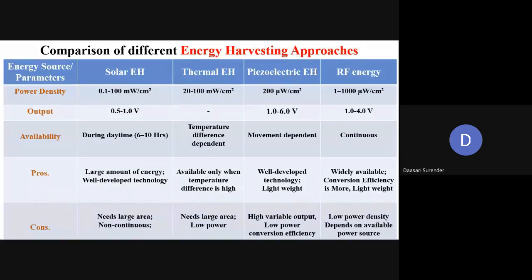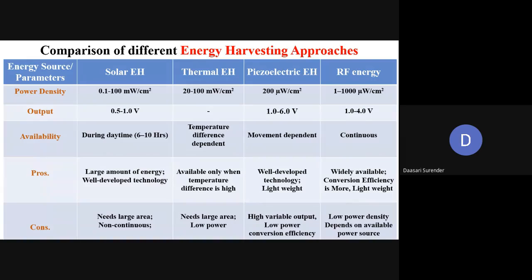And next, the RF energy. The density of energy in the ambient environment is low. However, the availability is continuous. And it is increasing day to day with the establishment of several RF transmitters in the ambient environment, such as radio, digital TV transmitters, mobile towers, Wi-Fi routers, etc. Due to its continuous availability, the power conversion efficiency is higher compared to all other energy harvesting approaches, but the received power depends on the separation between transmitter and receiver.